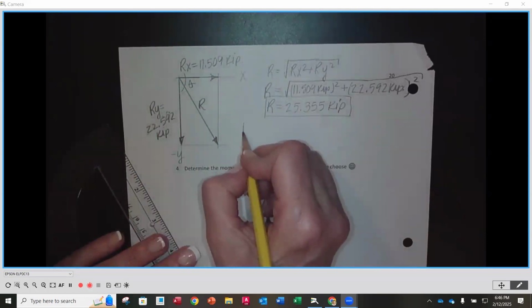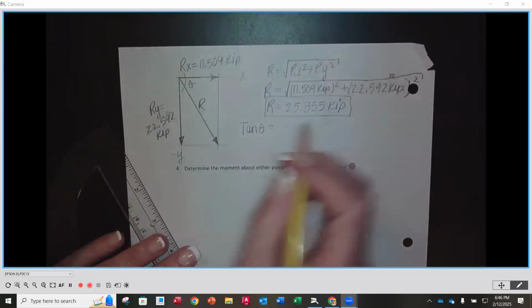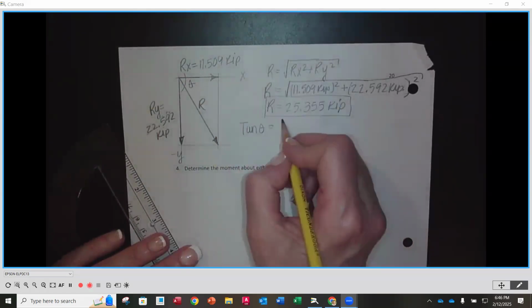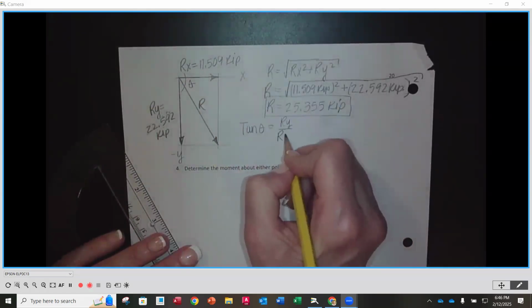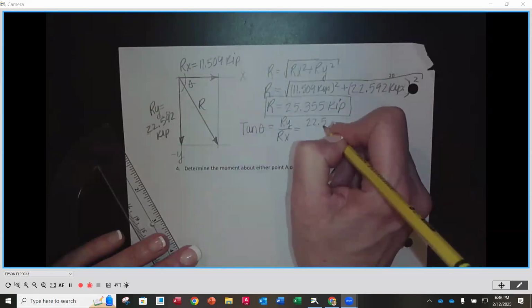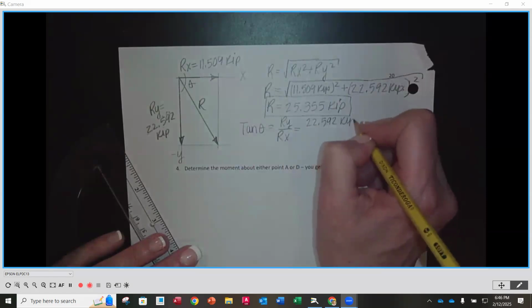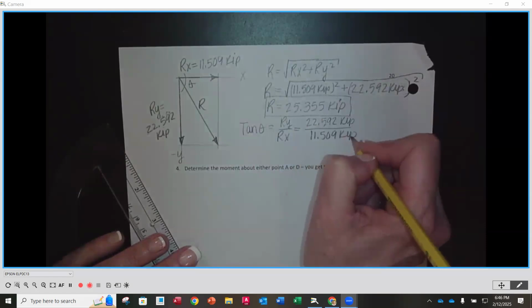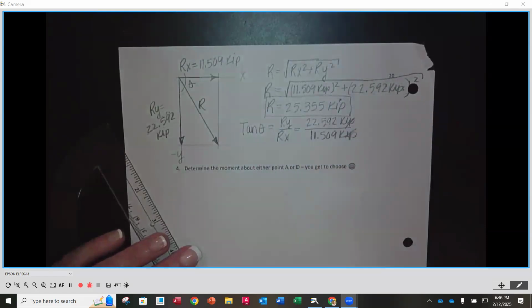So now I'm going to say, all right, tan theta. I always use tan because I'm going to use the X and Y components. They are less calculated than what the resultant is. So I'm going to go side opposite, which is going to be our RY over our RX, 22.592 kips over the 11.509 kips. Those cancel out, which makes sense.